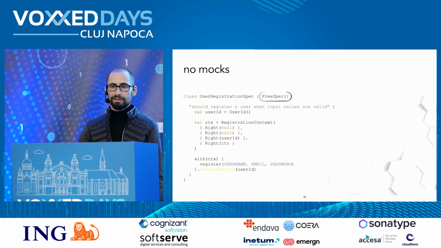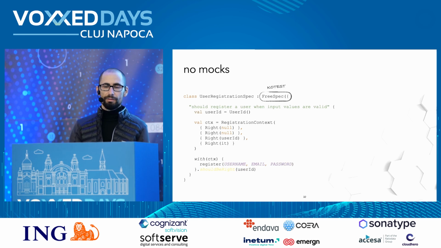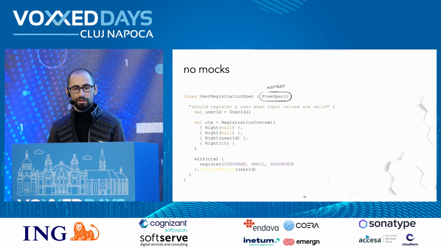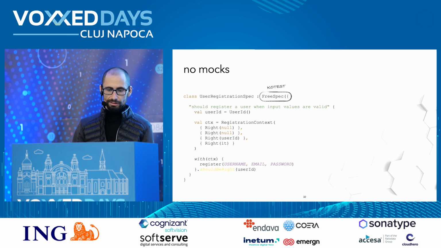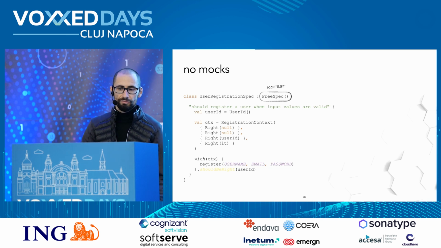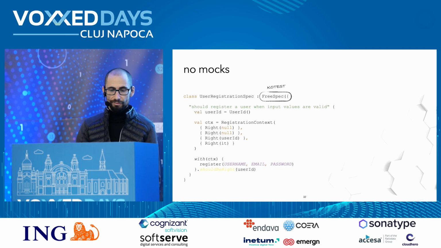This is free spec. This free spec comes from a testing framework called Kotest. We're using it extensively in our Kotlin projects because, at least in our opinion, it's a much better alternative to JUnit. We're using it for 3 or 4 years, and we're very happy with it. But again, this is not a talk about Kotest. This is a talk about functional web APIs.